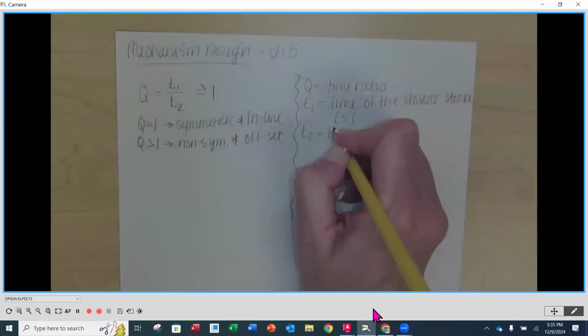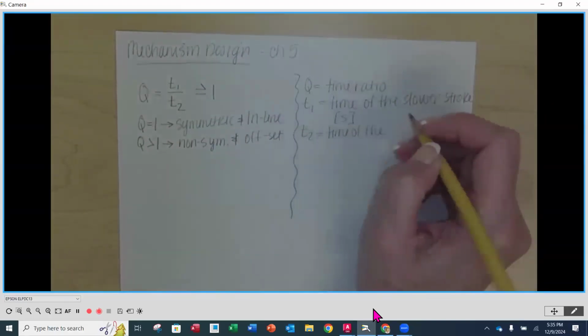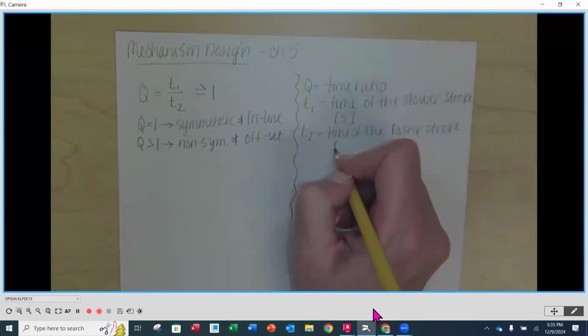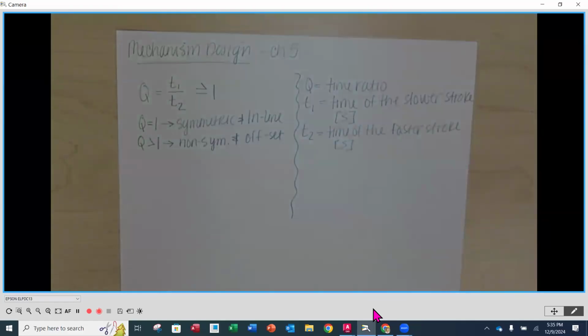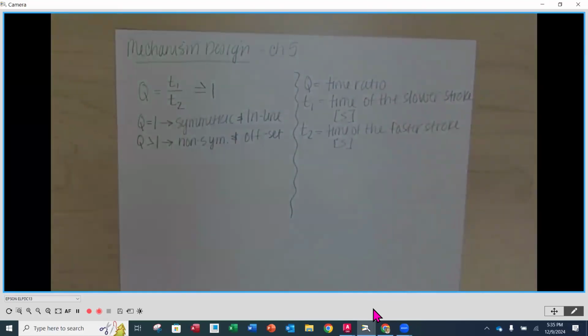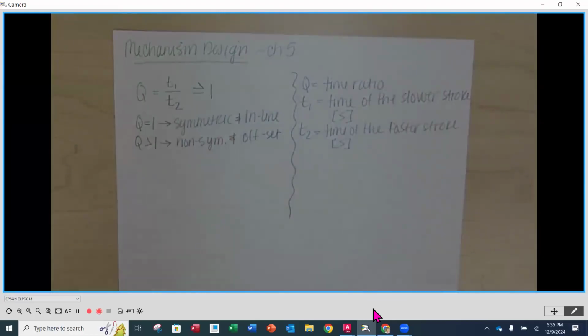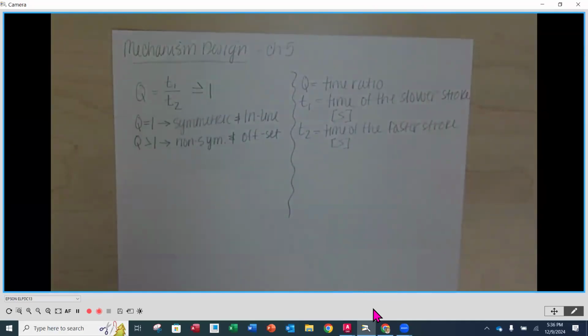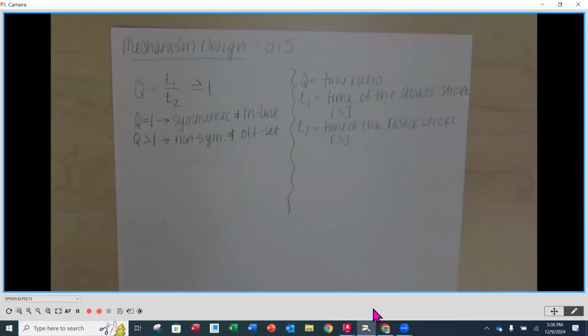T2 is going to be the time of the faster stroke, and that's also going to be in seconds. So if time 1 and time 2 are the same, it's going to be the same number divided by each other. It's going to be 1. And that's when we have the same amount of time going out, same amount of time coming in, symmetrical. But when our slower time is on top, more time on top divided by less time on the bottom, that's when we're going to get this value of greater than 1. And that's going to be the offset type of design.